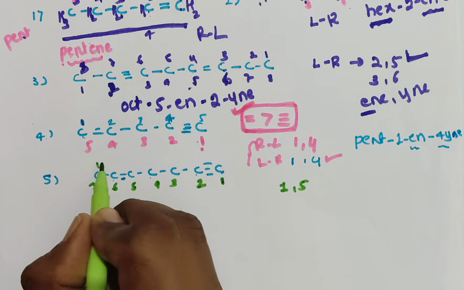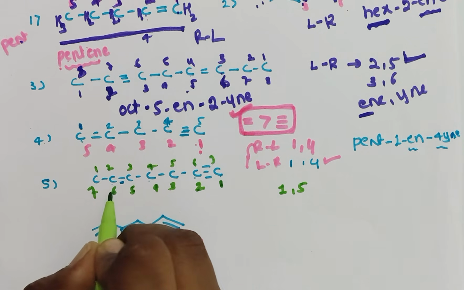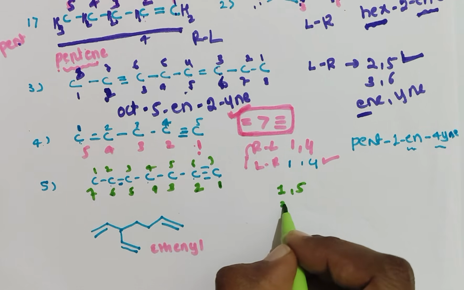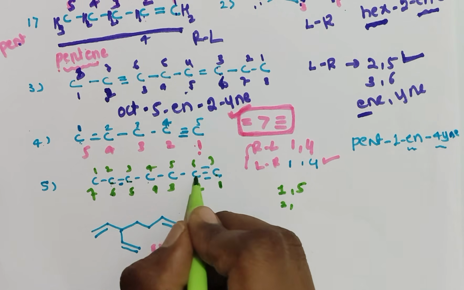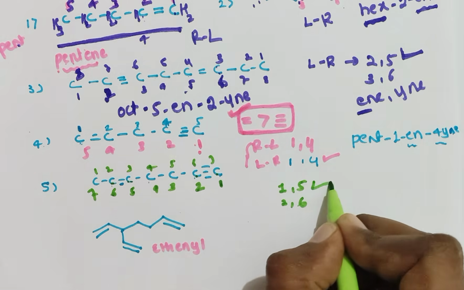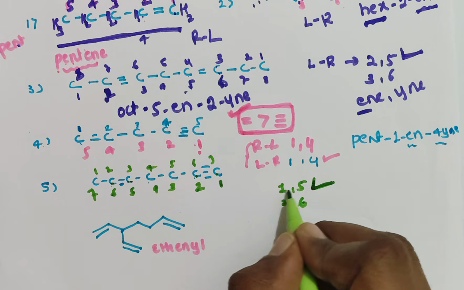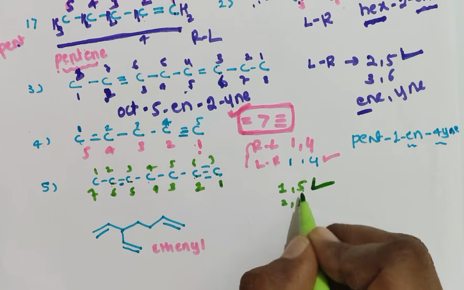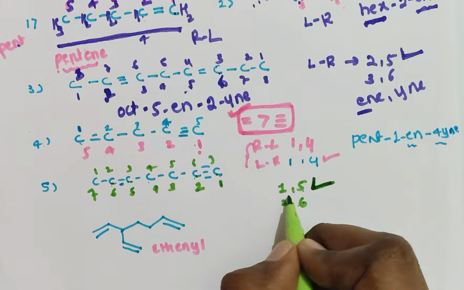Here left to right what happens? 1 2 3 4 5 6 7. Okay, between 2 and 3 double bond is there, locant is 2. And 6 and 7 triple bond is there, locant is 6. Always preference goes to lowest locant. Here 2 comma 6, this is 1 comma 5. Lowest locant rule, therefore 1 comma 5 is correct.